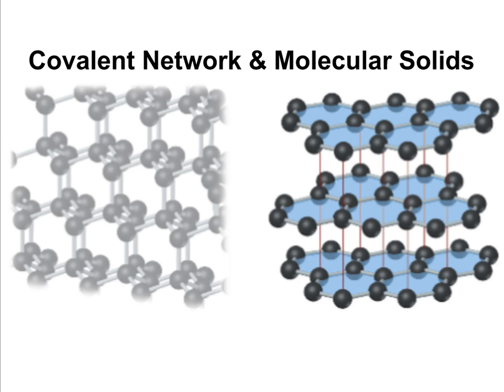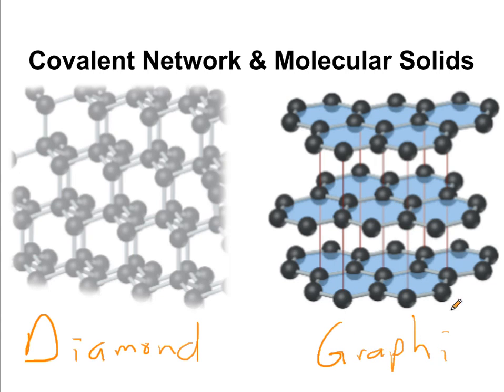Let's talk about covalent network and molecular solids. These two pictures represent the same elements but two very different substances. One on the left is a diamond, and on the right, this represents graphite. These are both similar because they've got the exact same chemical formula, C. They're both just made of carbon, but what gives them such different properties is the way the carbon atoms are arranged.